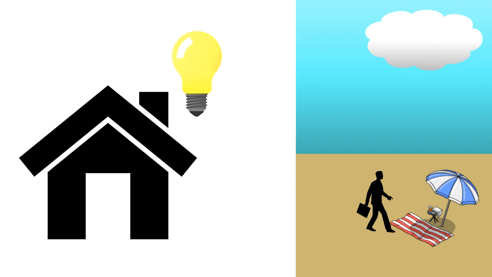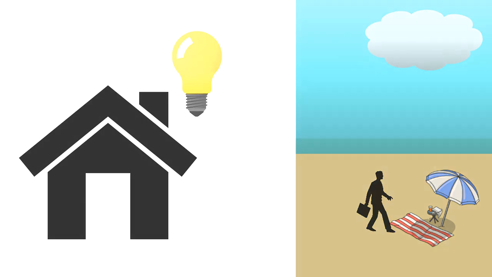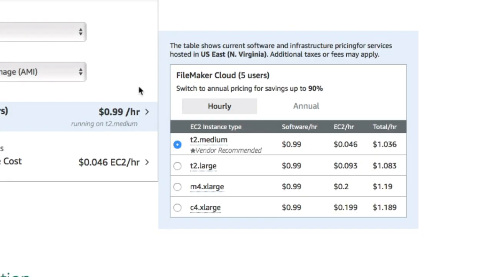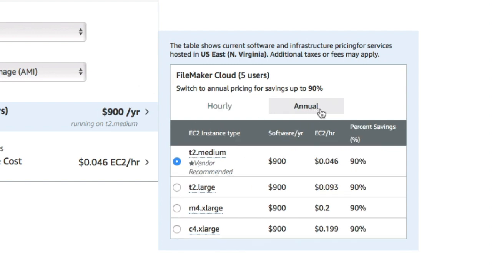FileMaker doesn't auto start and auto shut down the server. Please listen to me when I tell you this: you want to switch to an annual basis right here. Then you're down to about 4 cents an hour, something like that. Obviously that makes a lot more sense than a dollar an hour, right?